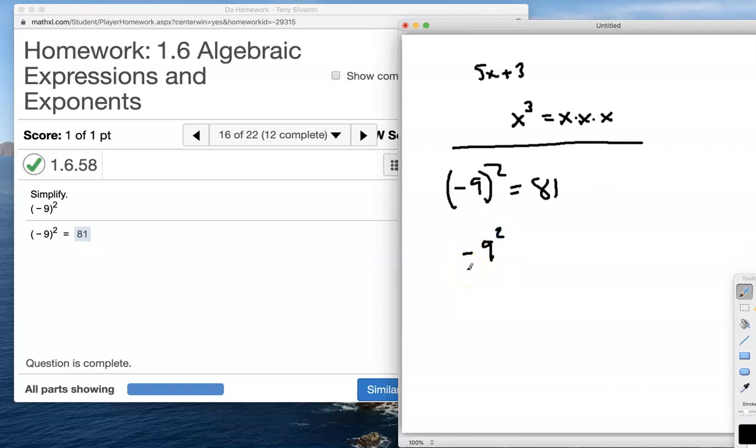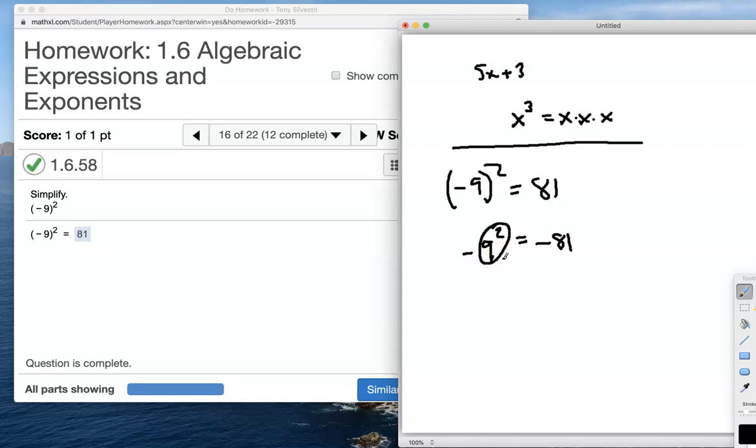This is something that you got to get used to with exponents. There's actually 2 things going on here. That square binds to the number tighter than the negative sign. This basically says square the 9 to get 81 and then take the negative of it. That's what that is. So this expression is negative 81. You need to understand that the exponent binds to the number tighter.